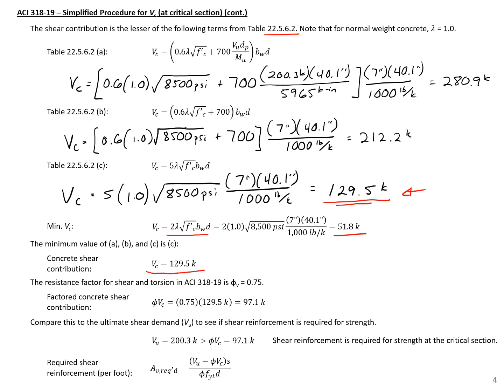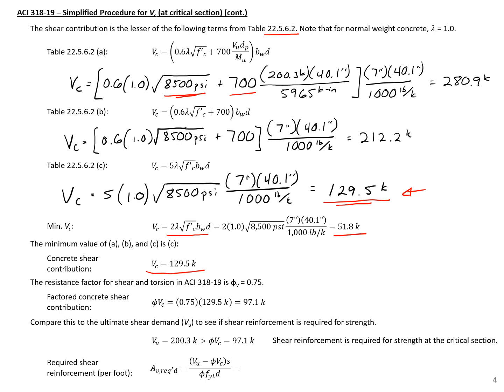Note that in ACI, whenever we have a square root or another given constant, our units are psi. So here we have a concrete strength of 8,500 psi, so that's what I'm using in the square root. We'll notice that that's different than AASHTO, so I just wanted to point that out here.